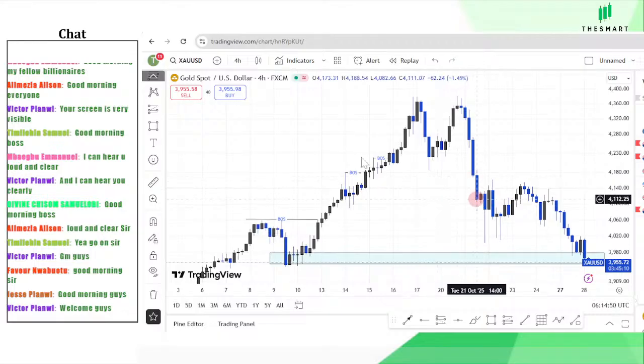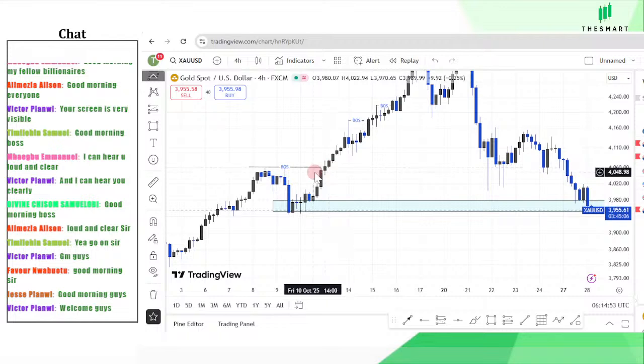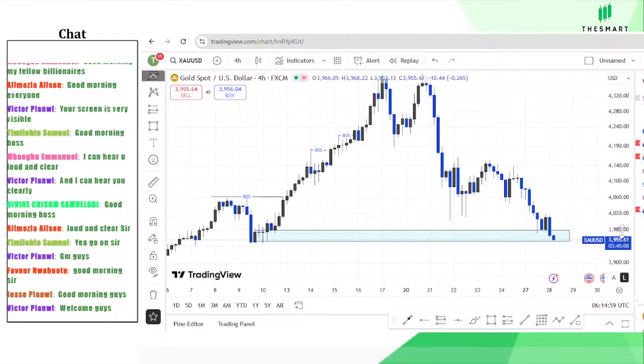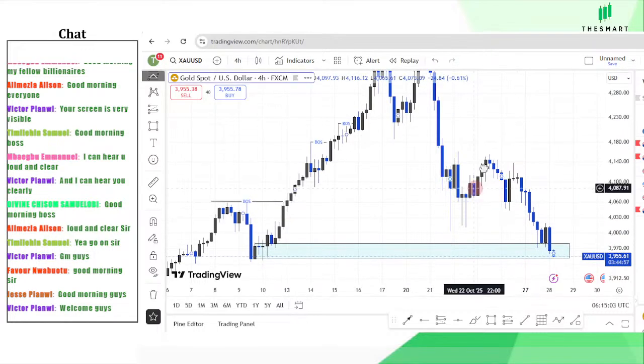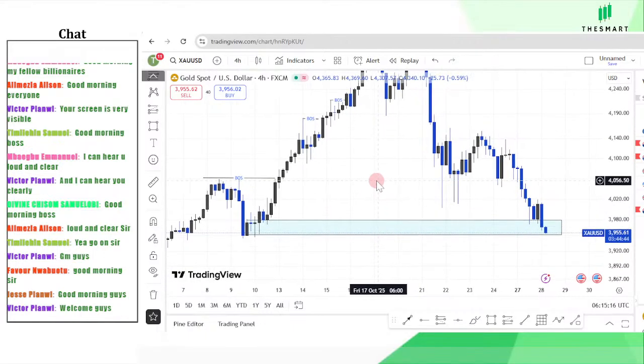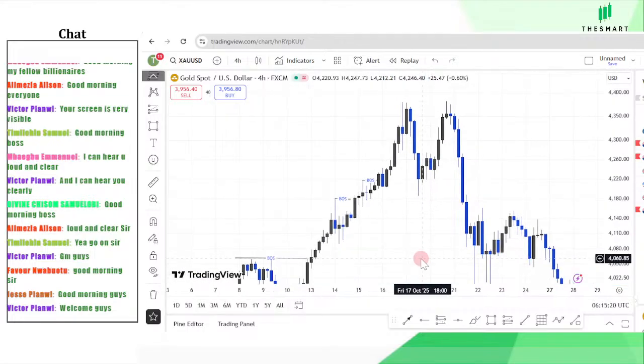So as of last week, before I proceed, everything is intact. This is what the 4 hours looks like. If you look at this, liquidity has been given to us at this point. This liquidity has been given to us. So let's go down to the 1 hour, then 15 minutes to see if we get a possible reversal to the upside.